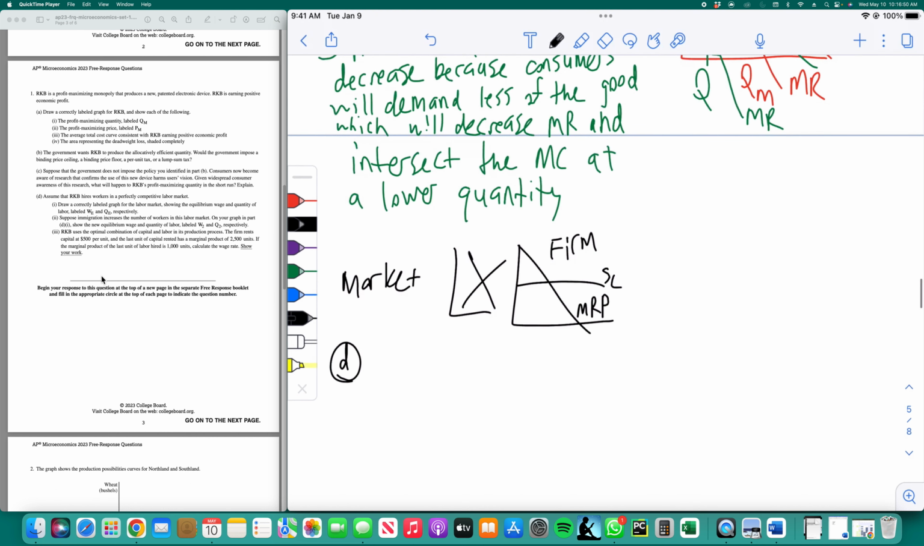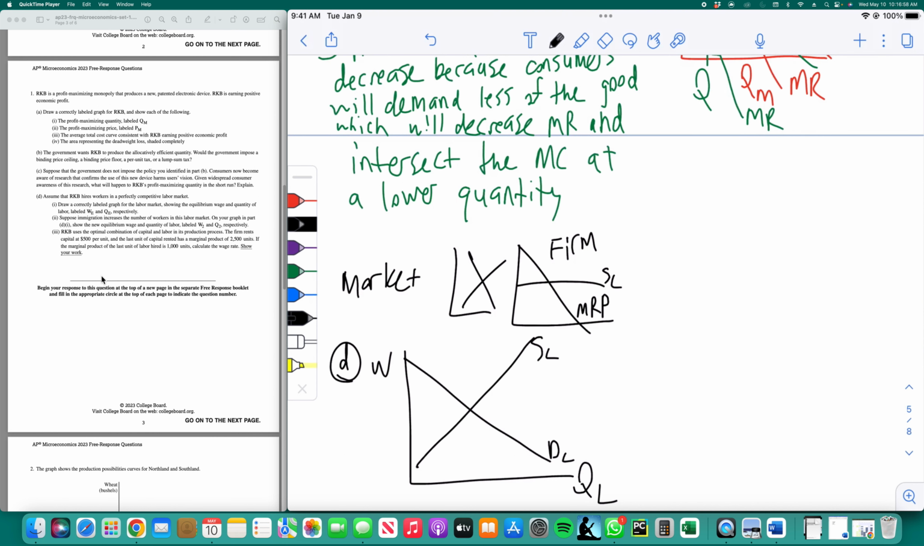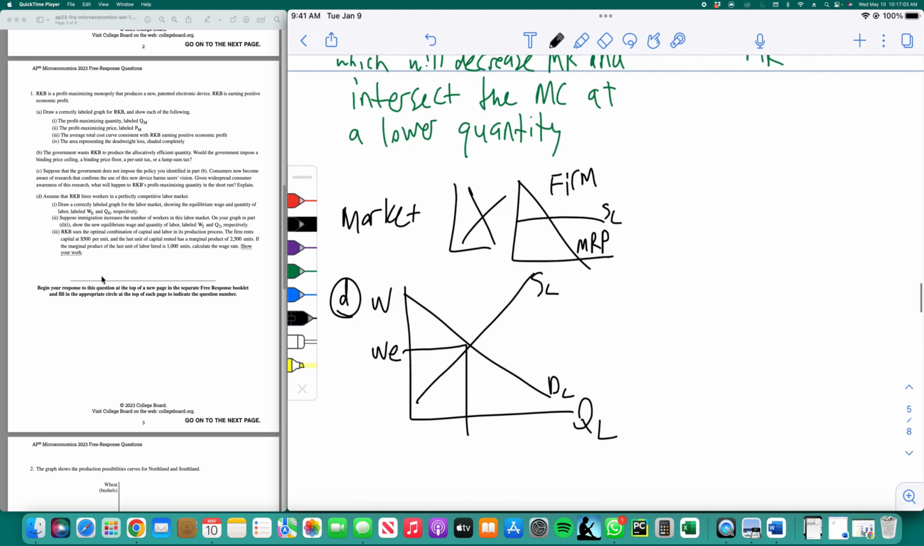So all we're going to do is the wage, the quantity of labor, the demand for labor, and the supply of labor. And you're going to put the equilibrium, WE, QE. And that should be the only things that you need to put for part I. Just WE, QE.